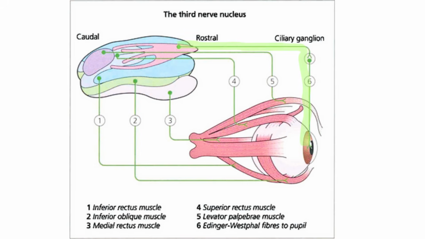This picture shows how the rostral part of the nucleus sends fibers to the pupil. These fibers first synapse in the ciliary ganglion, the parasympathetic ganglion of the third nerve, and from there the postganglionic fibers go on to supply the ciliary muscle and the sphincter pupillae.